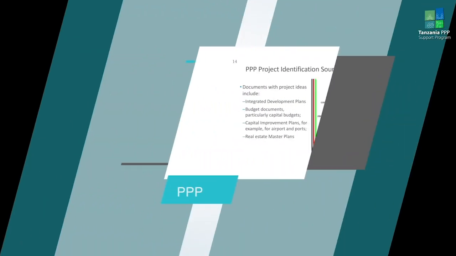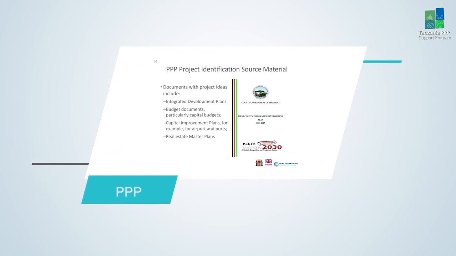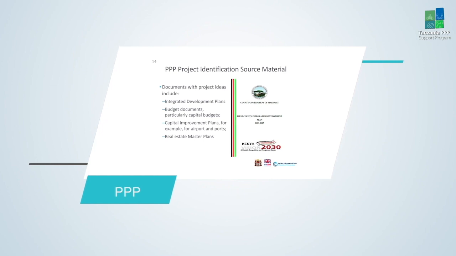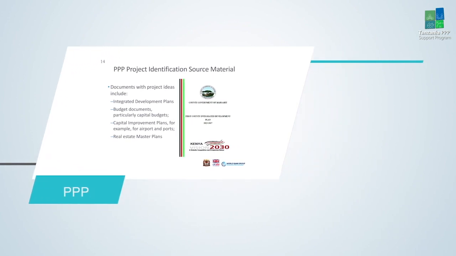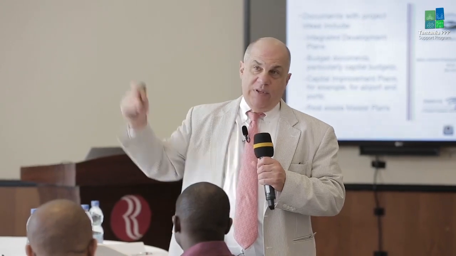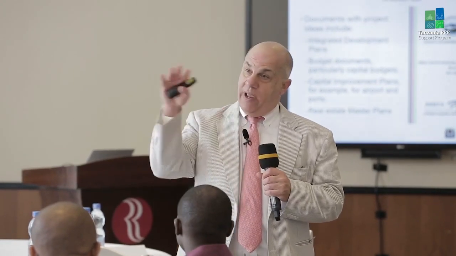This happens to be from Kenya. So this is just a development plan. We mentioned budget documents, particularly our capital budgets, are a good source of material. Our large infrastructure assets, such as airports, will have airport improvement plans, capital improvement plans. There are real estate master plans. Our ports have master plans on what they want to see built, how they'd like to see it built.